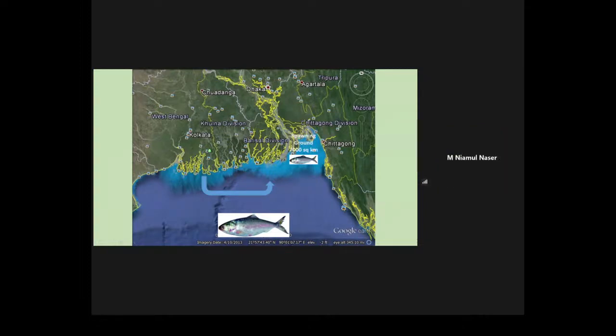Usually the rainwater or the flow is the thing that makes them move towards the freshwater. They move all around the year, but that is the peak time when they usually choose to move down to the freshwater rivers to breed.